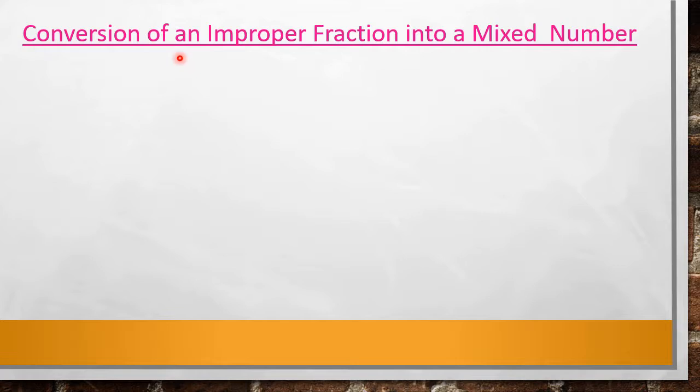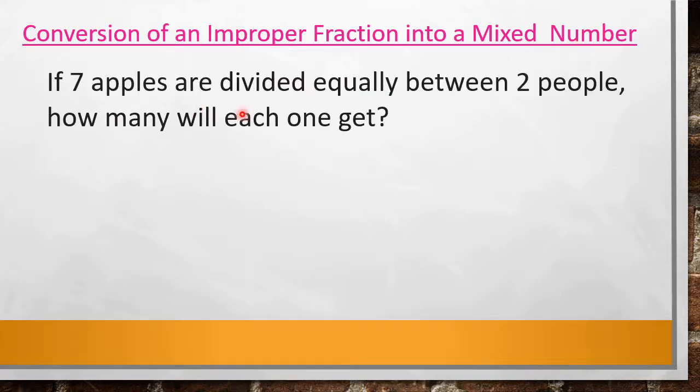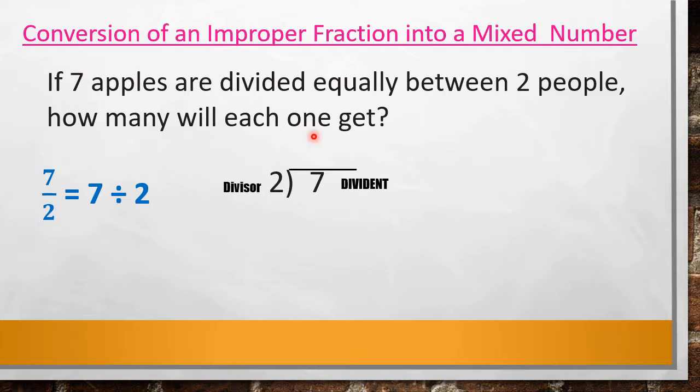Now we will see conversion of an improper fraction into mixed number. So if 7 apples are divided equally between two people, how many will each one get? Here 7 apples are divided equally between two people. We have to find out how many each one will get. So 7 by 2 means 7 divided by 2. So 2 is our divisor, 7 is our dividend.